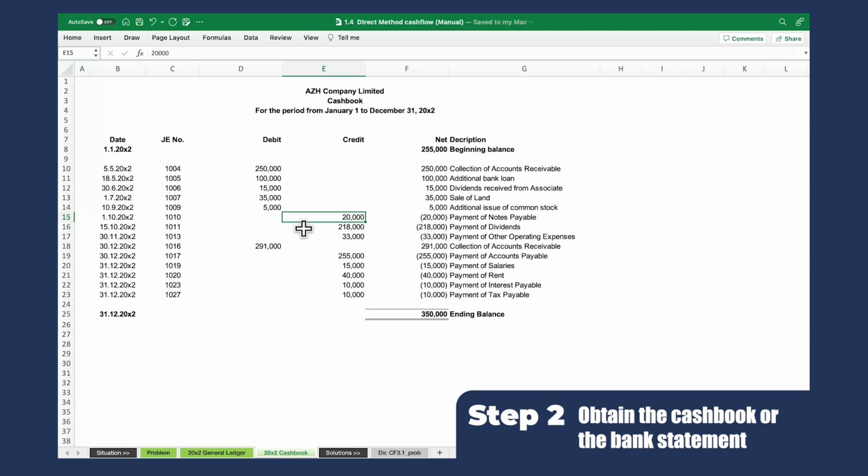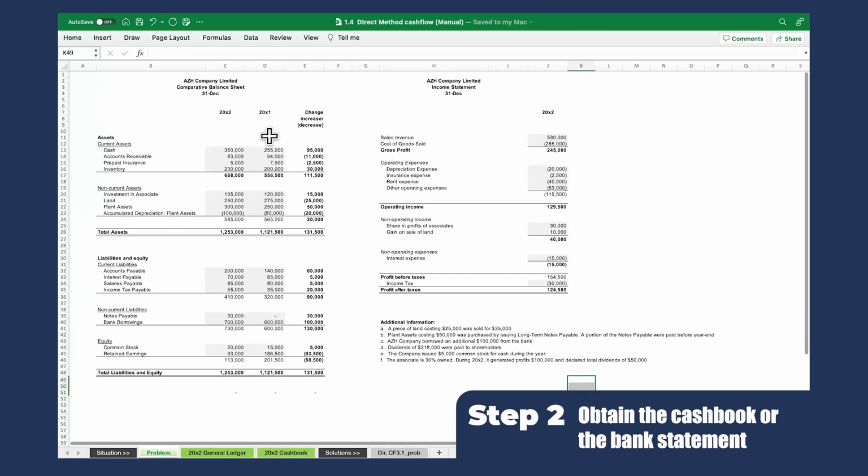You also have to take note that sometimes you don't have just one bank statement. Some companies maintain more than one bank account, and in that case, you have to obtain all of the bank accounts that will reconcile to the ending cash balance in your balance sheet right here. For us, it is 350,000.